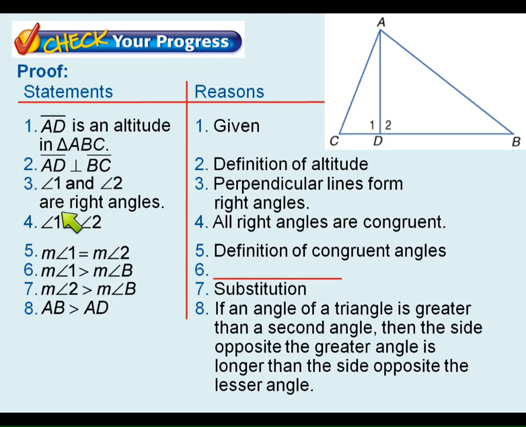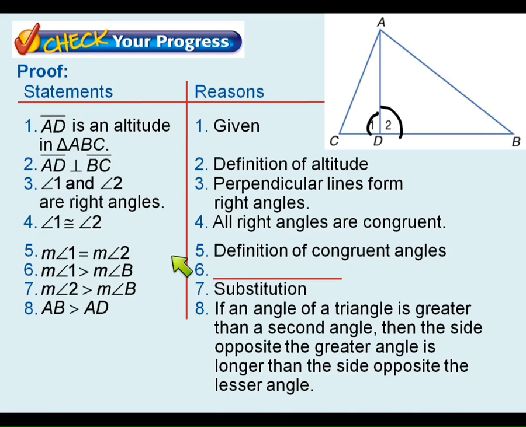Okay. Then it says angle 1 is congruent to angle 2 because all right angles are congruent. So we know those angles are congruent. If they're congruent, they're equal. The reason we changed it from congruent to equal is so we can do some substitution if we need to. To go from congruent to equal, we just say definition of congruency. But now it says angle 1 is greater than angle B. How do I know that? Well, let's come back to that in a second.